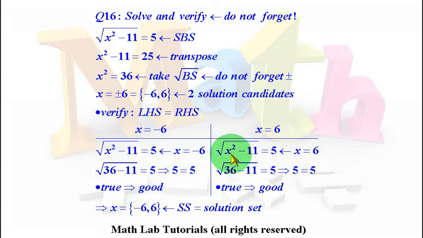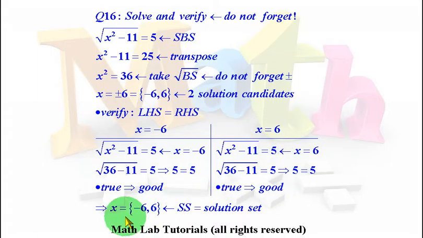On the right-hand side of this two-column T-chart, we'll see what happens. Again, we copy-paste the original radical equation. There it is. The solution candidate is right here. We do a substitution. On the left, we get the square root of 36 minus 11. On the right, we get 5. Again, the square root of 36 minus 11 is just the square root of 25, which is 5. So we get 5 equals 5. Again, a true statement. So this solution candidate is also good.